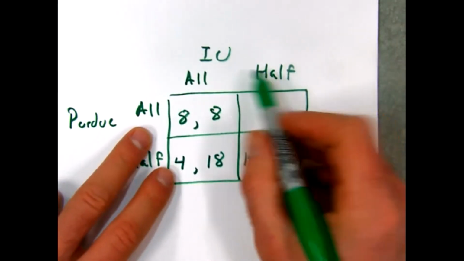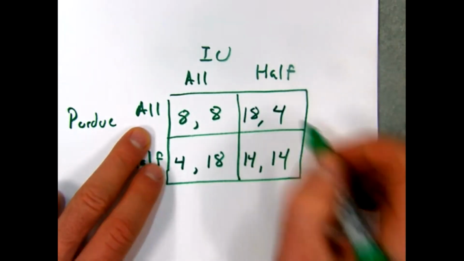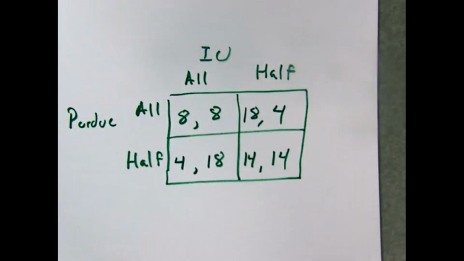If Purdue puts all of its games on and IU only chooses half, Purdue is going to get 18 million, while the team that chose to only put half their games gets the lower amount of 4.